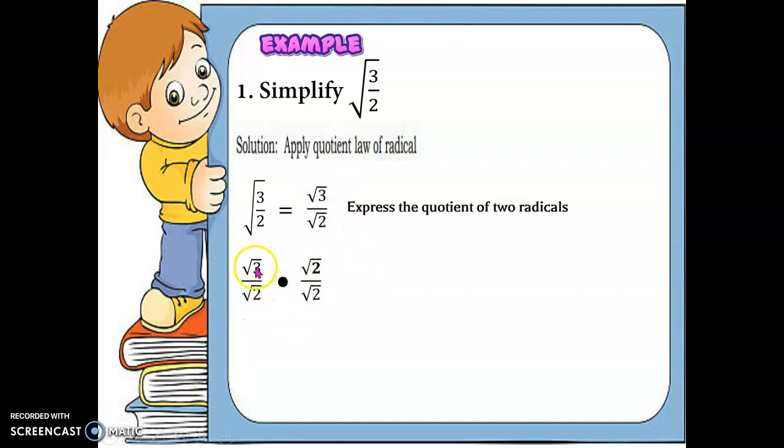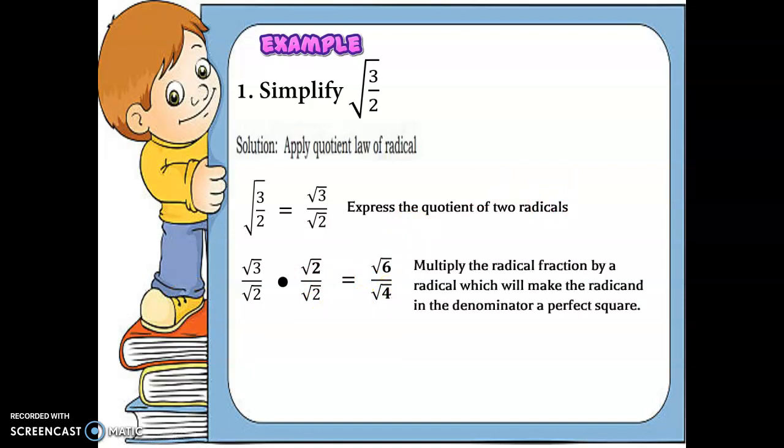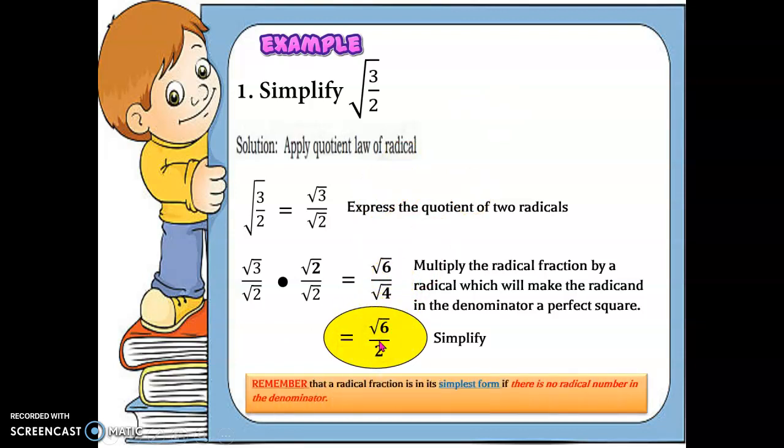Multiply natin. So, 3 times 2 is 6. So, that will be square root of 6. 2 times 2 is 4. Kaya ay magiging square root of 4. So, square root of 6 over square root of 4. And since ang 4 is a perfect square, so we are going to extract it. Kaya, magiging square root of 6 over 2. So, yan na po yung simplified form. Bakit ang 6 ay hindi pwede? Kasi hindi naman po siya perfect square. Okay? Next example.